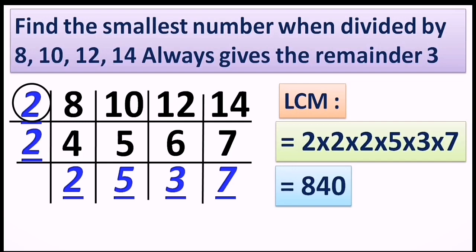Find the smallest number such that when that number is divided by all these numbers, 8, 10, 12 and 14, each time it will give the remainder 3. So the question is that we need to find such a number that whenever 8, 10, 12, 14 divide it, the remainder will remain 3.